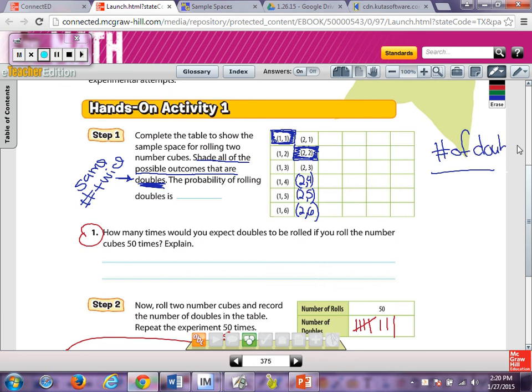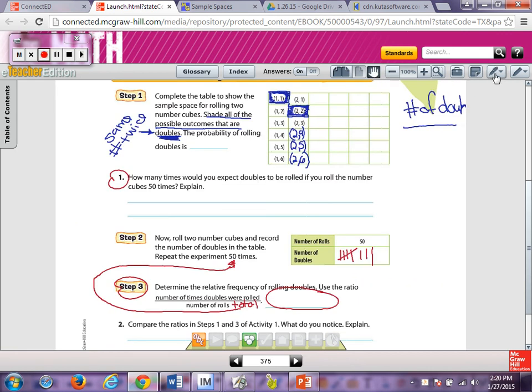The number of doubles over the total number of choices. My pen's not writing over here on the side. One second. I mean, I can make it work. There you go. Well, it's still not working, so whatever. Number of doubles on top over total outcomes.